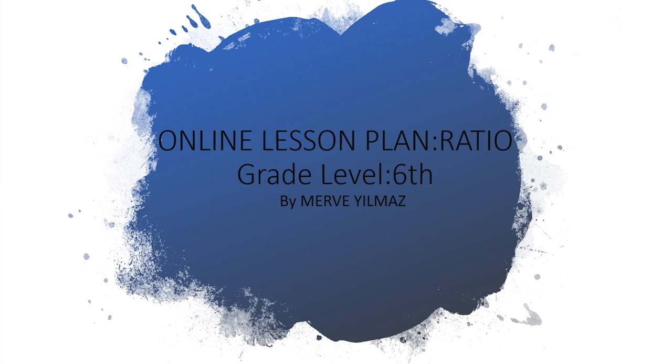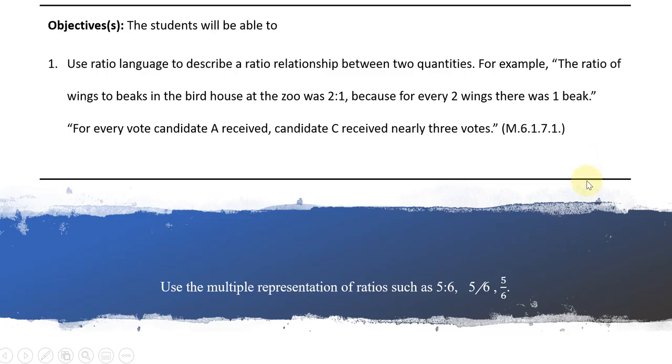So here are my objectives. My objective is using the ratio language to describe a ratio as a relationship between two quantities. For example, the ratio of wings to beaks in the birdhouse at the zoo was 2 to 1, because for every 2 wings there was 1 beak. Then I also use multiple representations of ratios such as this one, and the second one is this one, and the third one is the fraction representation.